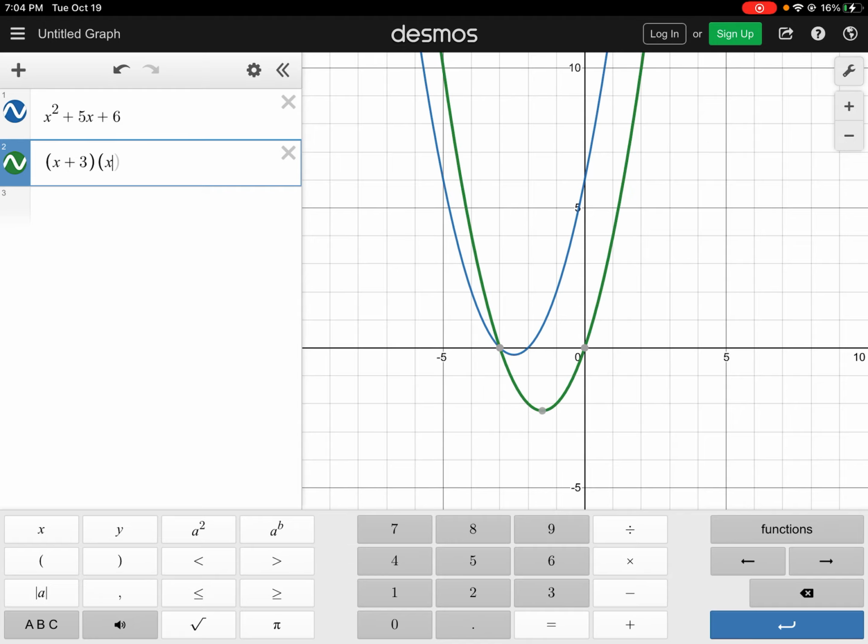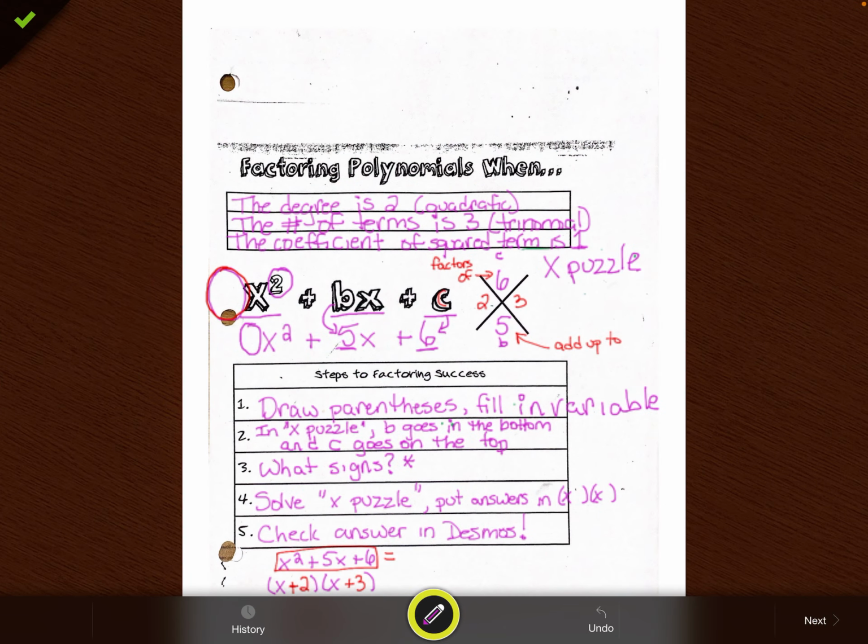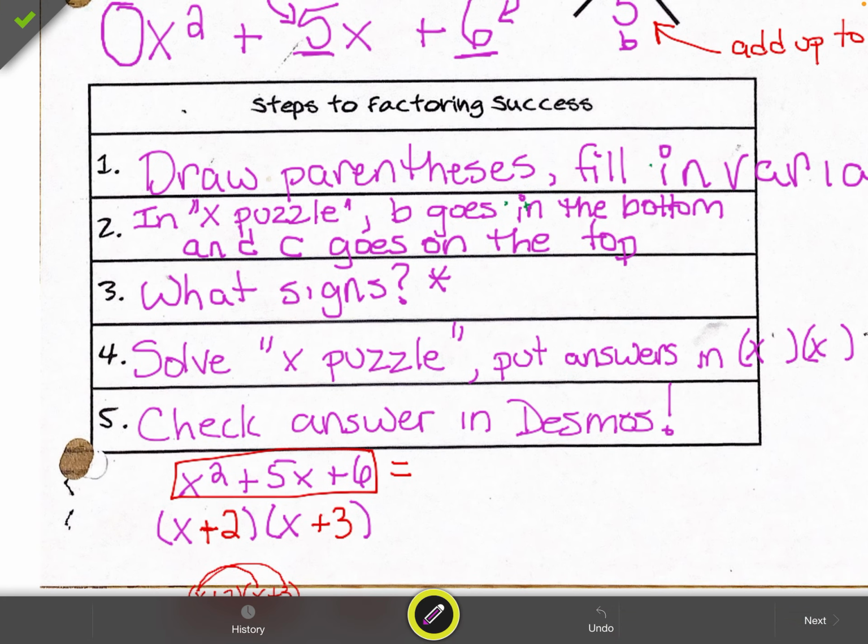Somebody did ask in class, hey, what if I put x plus 2, then x plus 3? And someone else said, well, what if I did it the other way, and I did x plus 3 and x plus 2? It's fine. It doesn't matter how you put your answers in, as long as you have the right signs with them. So look what happens. My original is in blue. My answer that I got is in green. They are the exact same graph, so I know I did it correctly. So that's the steps. Once you get good at this, it will come easier, but we got to practice.